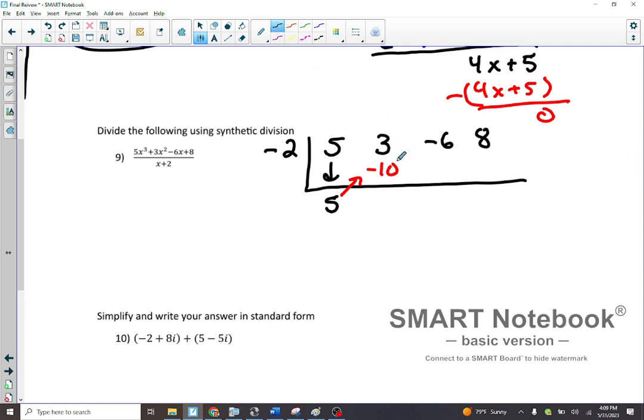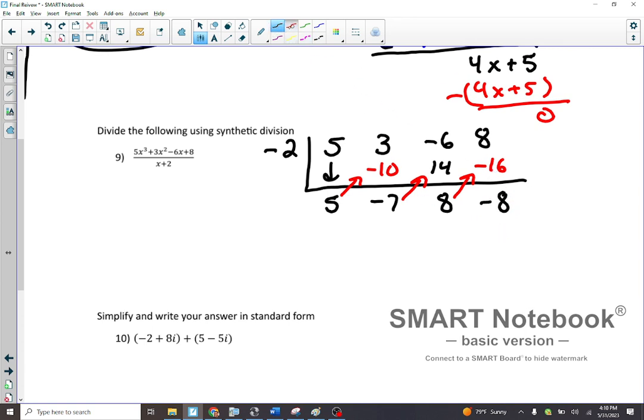Then you add them together. So negative 7. Multiply by negative 2 is positive 14. Then add that together again. That'll be 8. And then move that up. Negative 16. And then this would be negative 8.